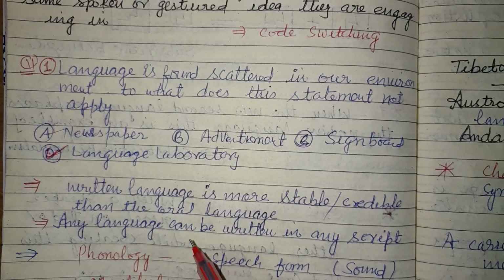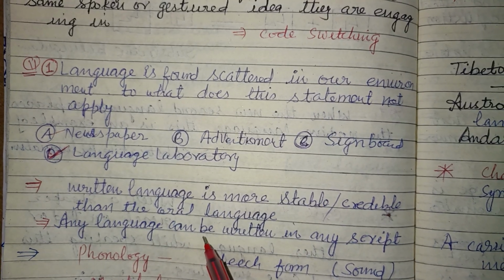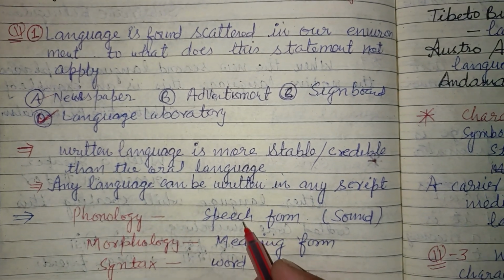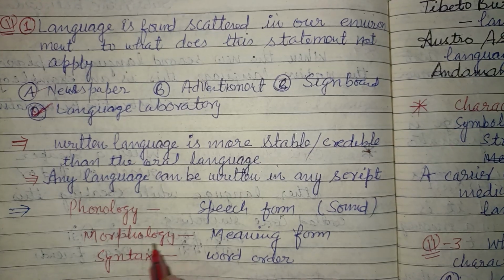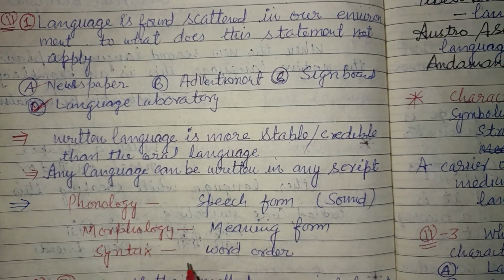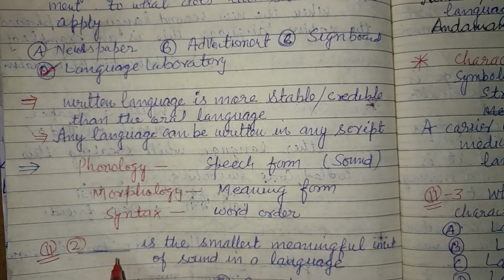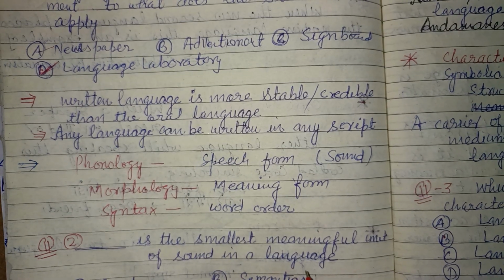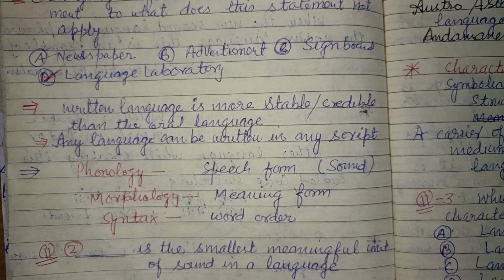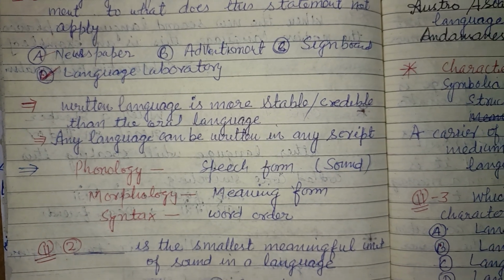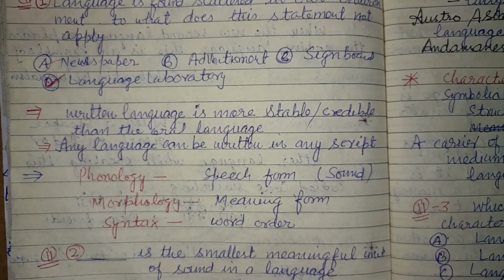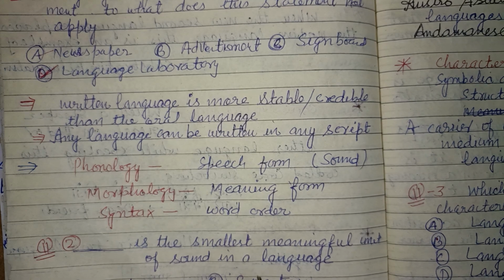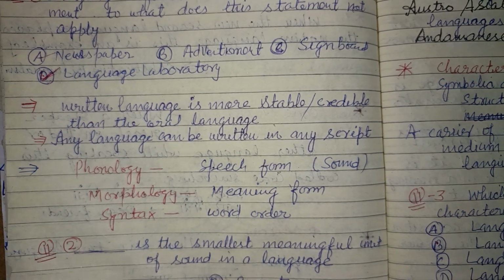Written language is more stable and credible than oral language. Any language can be written in any script. Phonology: speech form, sound. Morphology: meaning form. Syntax: word order. Which is the smallest meaningful unit of sound in a language? Morphemes, phonemes. So phonemes is the smallest meaningful unit of sound in a language. D is the correct answer.